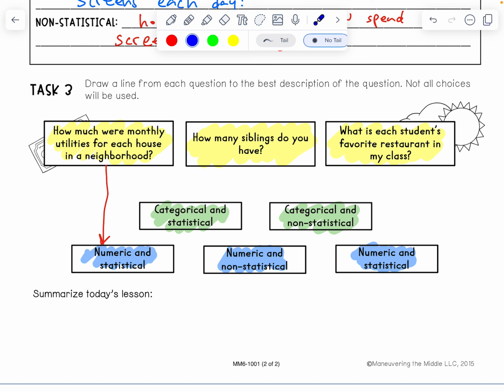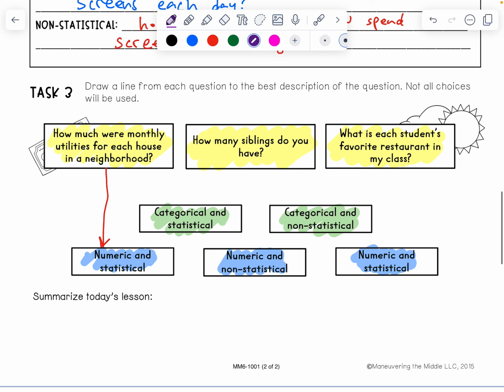All right, let's look at number 2. How many siblings do you have? Well, that's numerical because it's the number of siblings, and it would not be statistical because I have 3 other siblings, and that's not a thing that can vary. So if you ask more than one person, how many siblings does each person have in a 6th grade class? Yeah, that would be statistical, but this one is not. So this one goes straight down, numeric and not statistical.